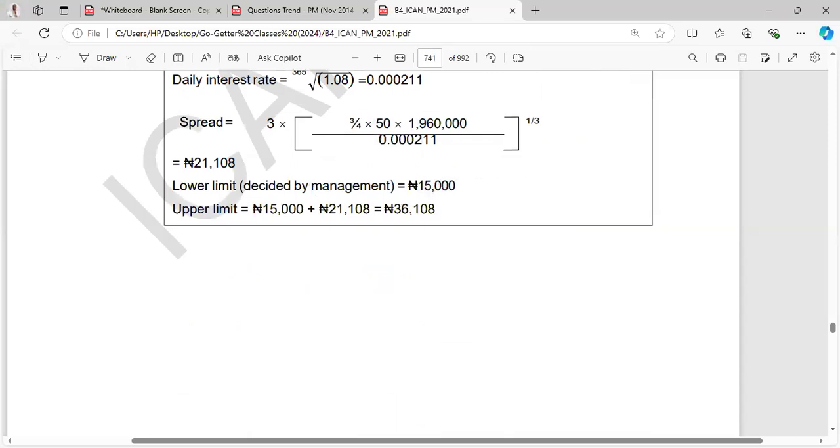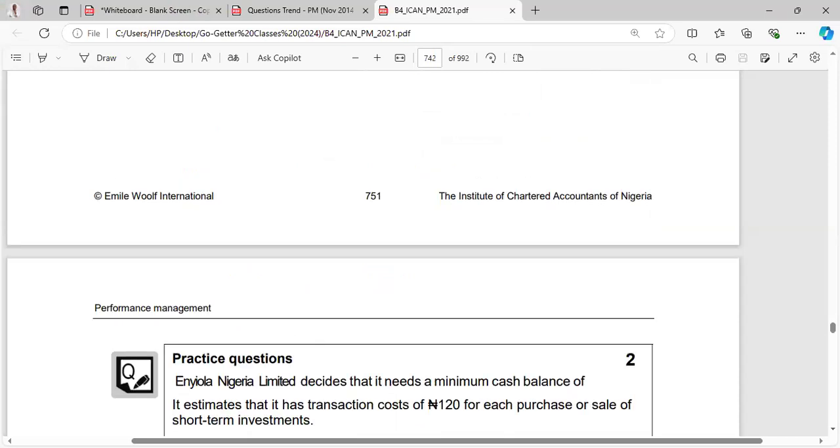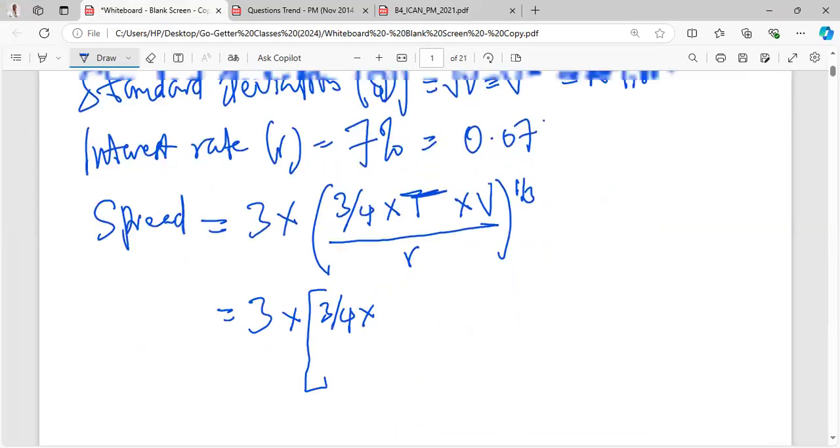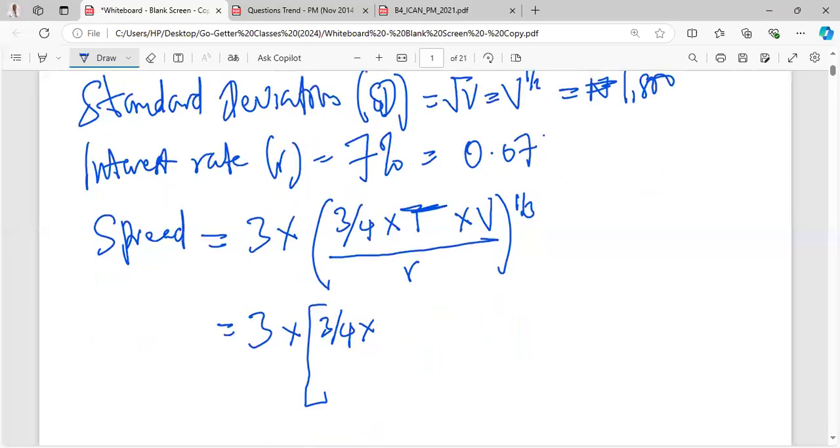So what do we do now? We put all these parameters. So this is going to be 3 multiplied by 3 over 4 times, what's the transaction? Remember, it's 120, times 120, multiplied by, now this is variance.